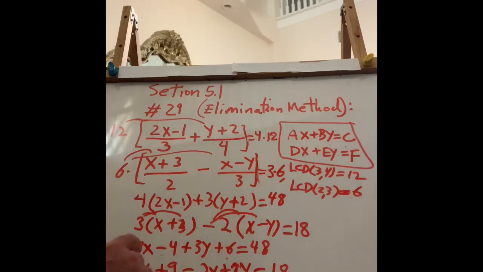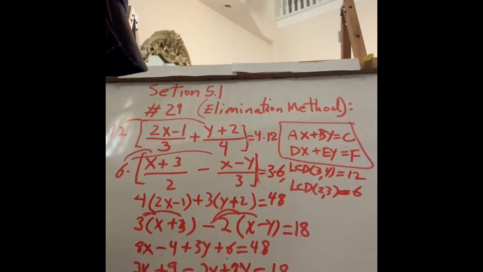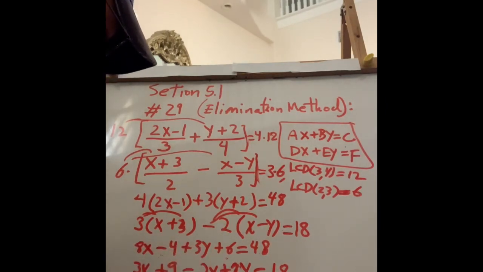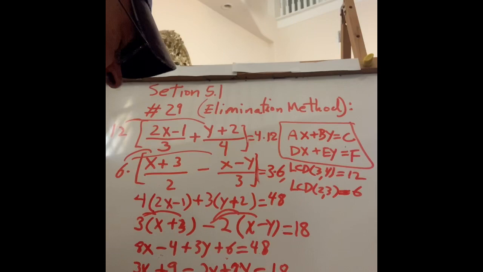And in the second one, you have 3x minus 2x, which will just simply become x. And then, of course, your 2y is going to be still there. And then, of course, as you move the 9 over, 18 minus 9 becomes 9.